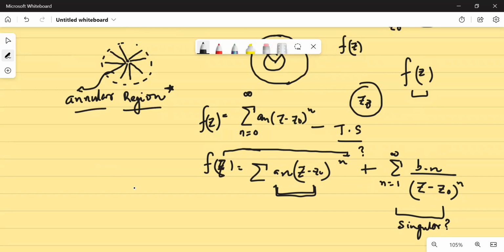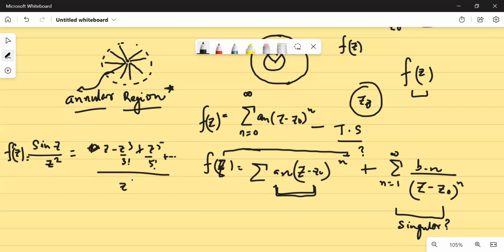Let me give you an example. Let's say my function is sine z divided by z squared. What you do is expand in this form: z minus z cube upon 3 factorial, plus z raised to power 5 by 5 factorial, and so on, divided by z squared. What will you get? You will get 1 over z, isn't it? And then you will get some terms: z upon 3 factorial plus z raised to power 3 upon 5 factorial and all those things.